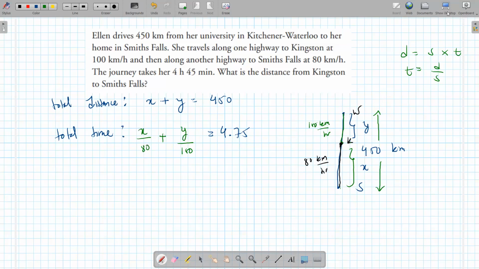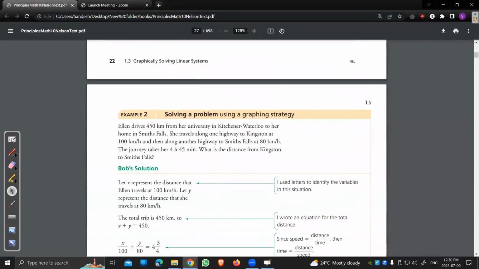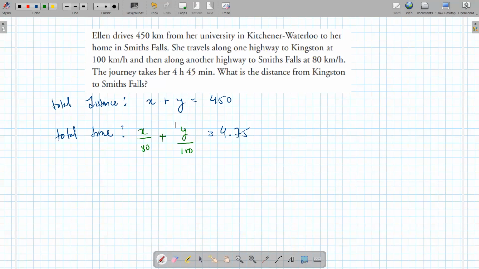I don't want to graph this. I just want to see how they do it. They did graph it, but graphing that is not easy because you have divided by 80 and whatnot. They're not asking us to graph it. I don't want to graph that at all. So how do you solve this equation? Again, notice it's a system of linear equations. Ideally, you want to do substitution.